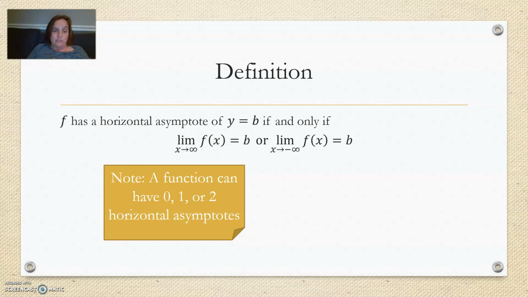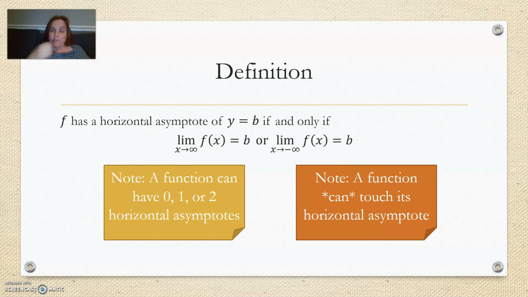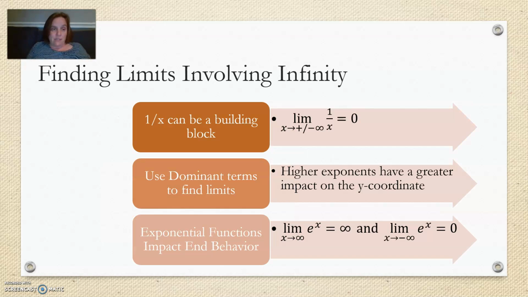It would be possible for your function to have one asymptote, either because both ends are approaching the same number, or because one end is approaching a number and the other end is approaching infinity. It would also be possible for a function to have two different horizontal asymptotes, one to the right and one to the left. Can't have any more than two because a function only has two ends, the right end and the left end. I also want to emphasize one more time that a function can touch its horizontal asymptote.